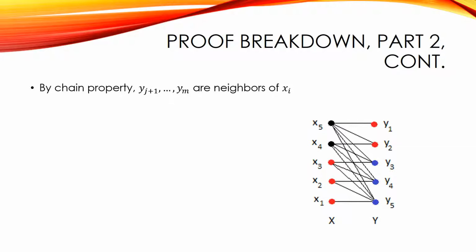So then by the chain property, y sub j plus 1 through y sub m are neighbors of x sub I. And again, in this particular case, I is 3. And it turns out that y sub 3, y sub 4, and y sub 5 are all neighbors of x sub 3. And likewise, x sub I plus 1, which is x sub 4 in this case, and x sub n, which is x sub 5, are neighbors of y sub j. And again, y sub j is y sub 2 in this particular case. So x4 and x5 are both neighbors of y sub 2.